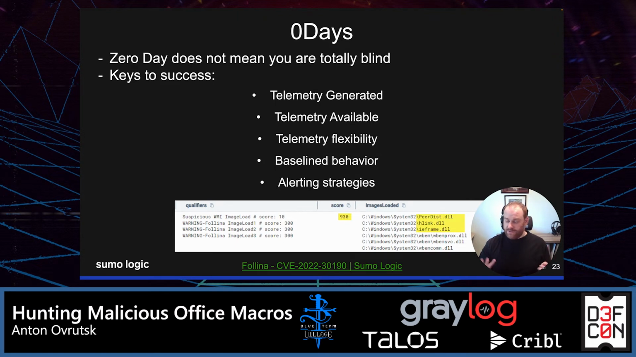I have to mention Office 0-days because of the Follina dumpster fire that happened a few months ago. Just because an Office 0-day is out there doesn't mean you're totally blind. In my experience, the following factors greatly help when dealing with a 0-day, especially in something like an Office product. The relevant telemetry needs to be generated. In our examples, this means a good working Sysmon config installed on hosts where Office is. More concretely, this also means looking at events that go beyond your standard process creation events. This is especially true when dealing with more advanced Office macro tradecraft.